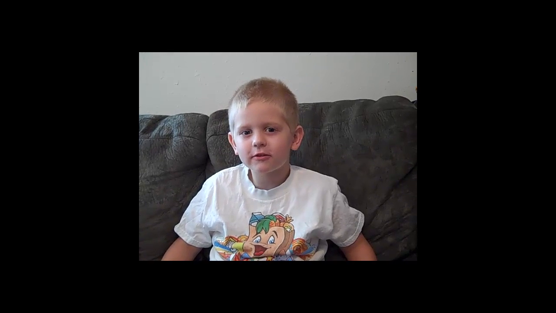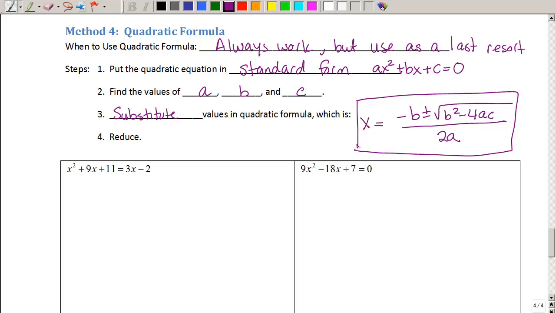This is the quadratic formula. X equals negative b plus or minus the square root of b squared minus 4ac over 2a. That was a 5-year-old and he already knows the quadratic formula.